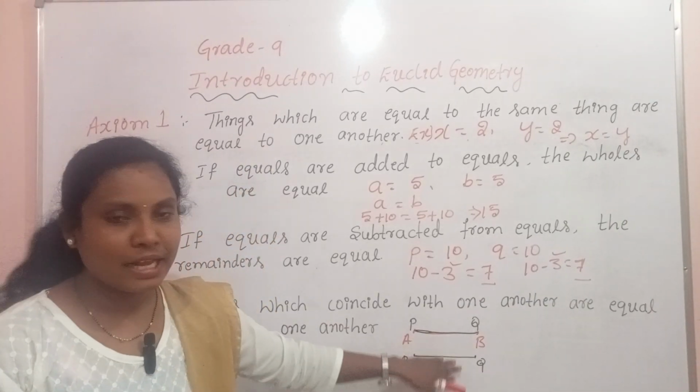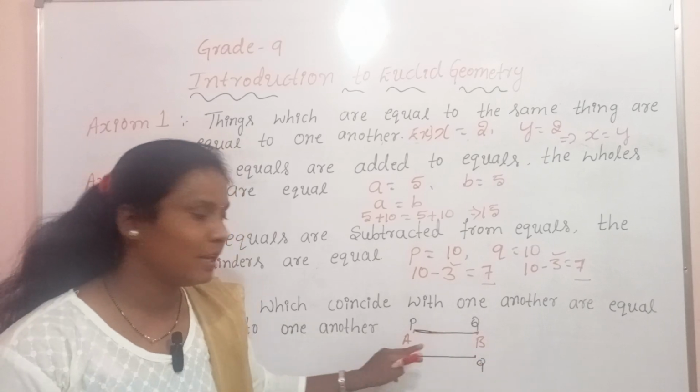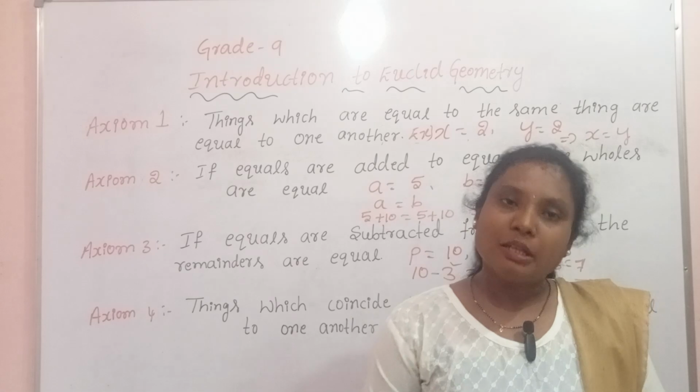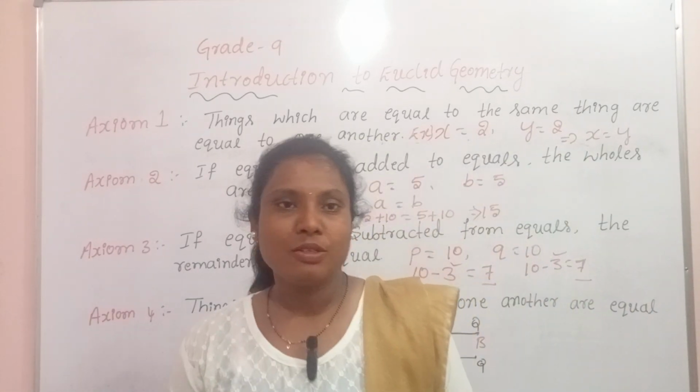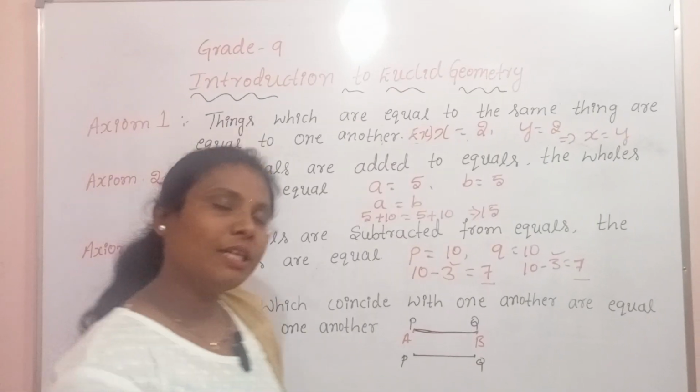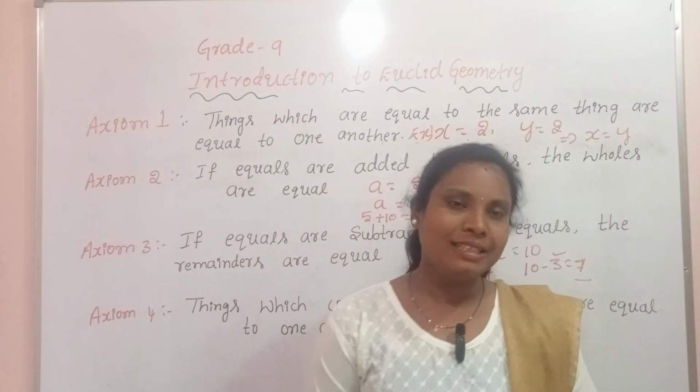If you take lines AB and PQ, there is no difference. They look the same. So these are the four axioms of Euclid geometry. The remaining axioms we will study in the next class.